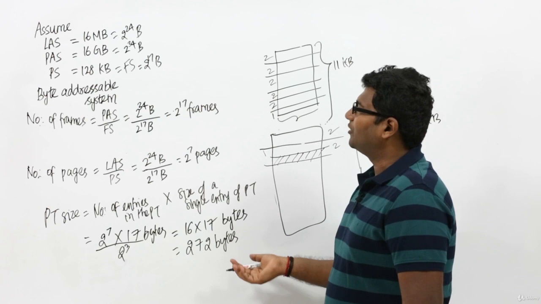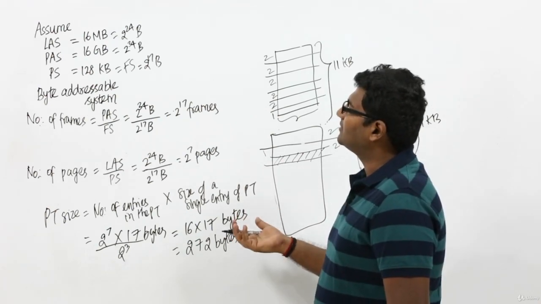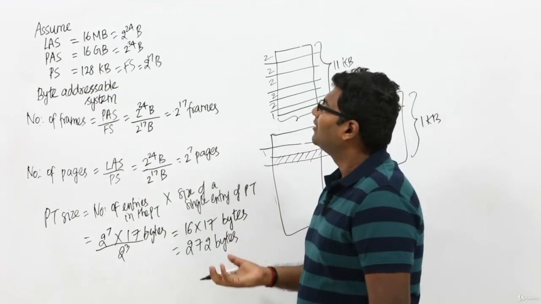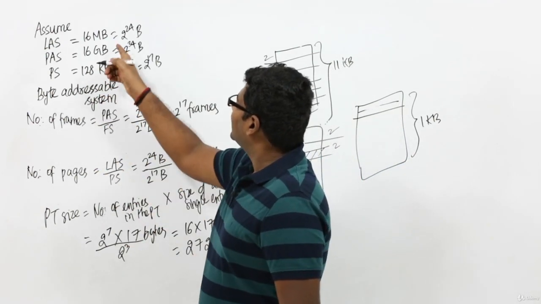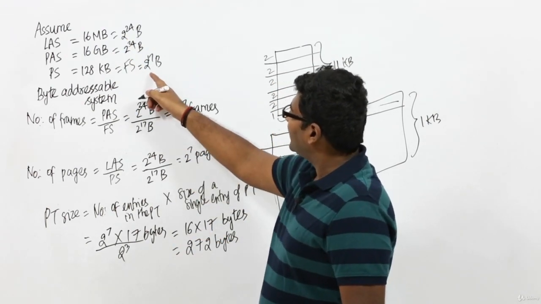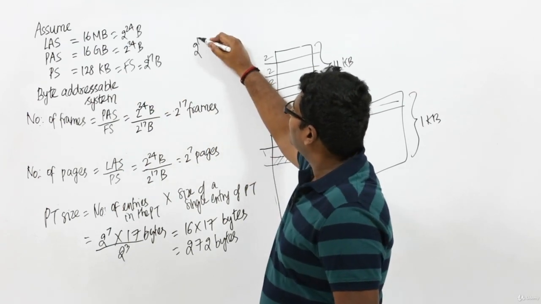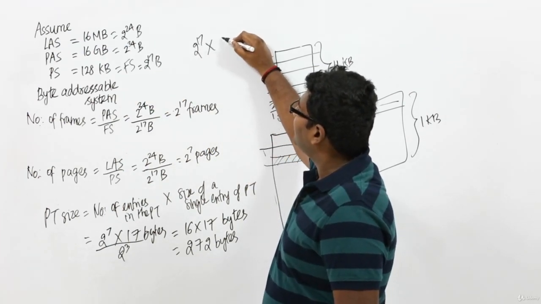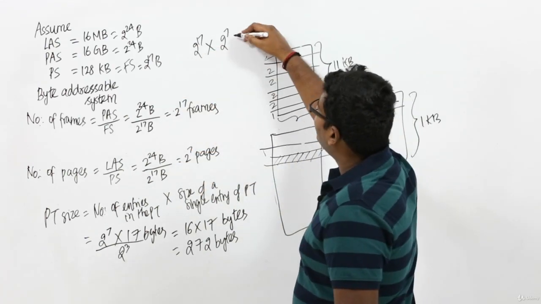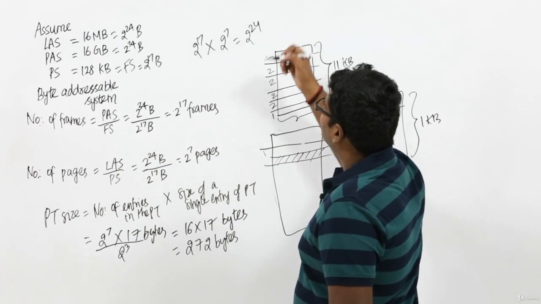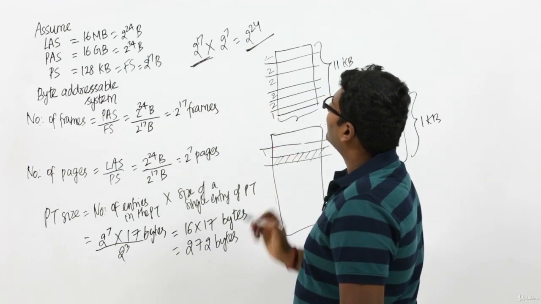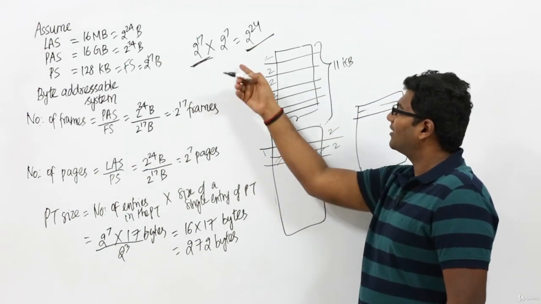Now analyze the other situation, whether the process size is a multiple of page size or not. Even if that is not the case, we will have internal fragmentation. But definitely here, the process size is a multiple of page size. For example, 2 power 17 bytes is the page size. If I multiply 2 power 17 by 2 power 7, I will get the process size, 2 power 24. So the process size is a multiple of page size, and here there is no internal fragmentation.